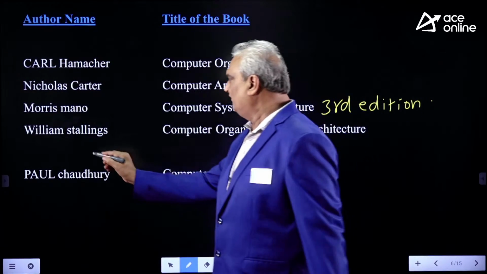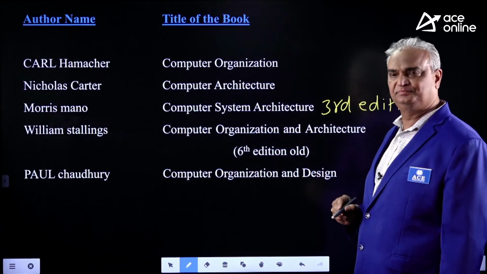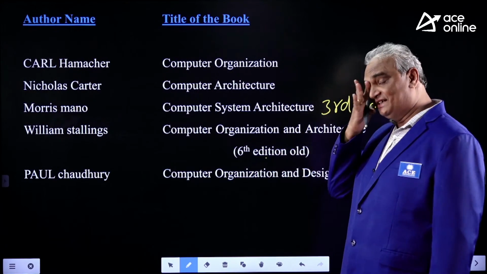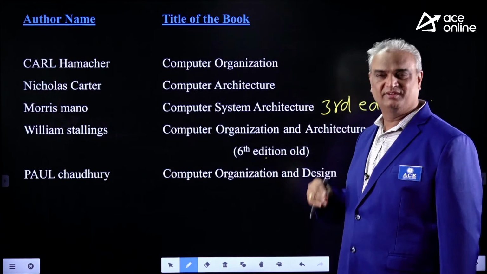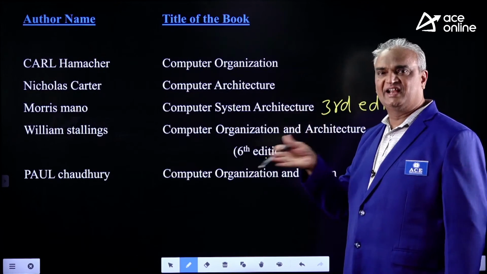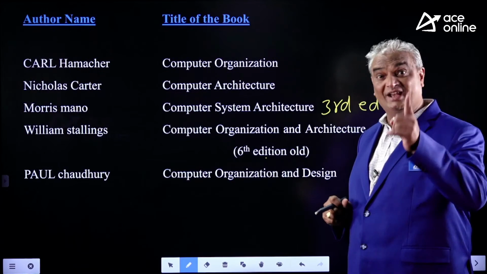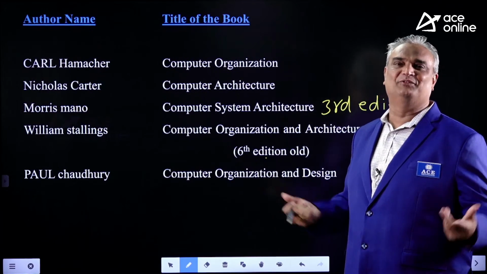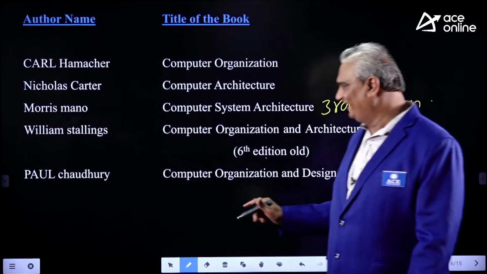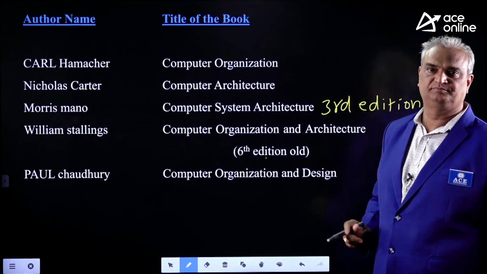Next, William Stallings, computer organization and architecture. Better to purchase the 6th edition, the old edition, because in the old edition, valuable information is there. In recent editions, some information has been removed, but for understanding our subject, old information is essential, because already we know old is gold. Next, Paul Chaudhary, computer organization and design.